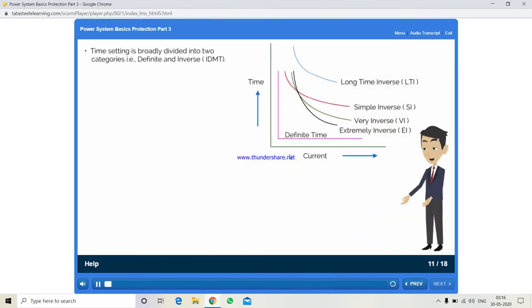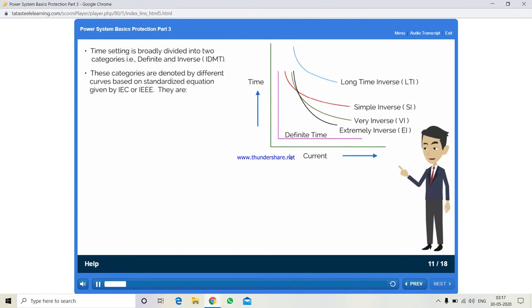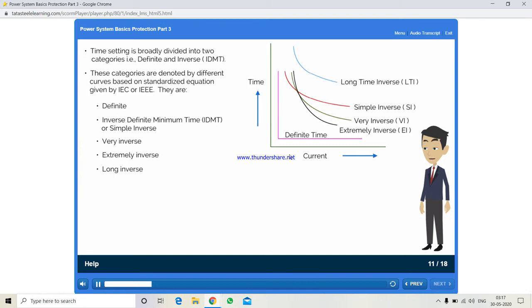Time setting is broadly divided into two categories, that is, definite and inverse IDMT. These categories are denoted by different curves based on standardized equations given by IEC or IEEE. They are definite, inverse definite minimum time or IDMT, also called simple inverse, very inverse and extremely inverse.